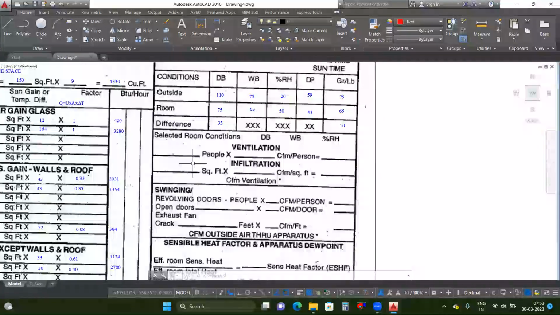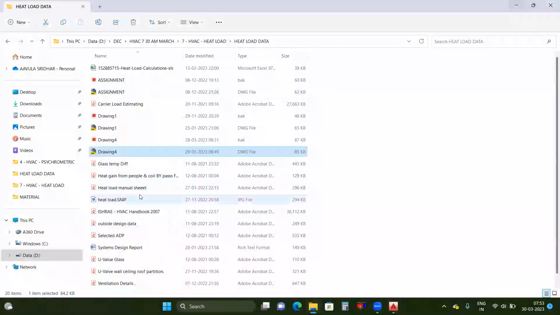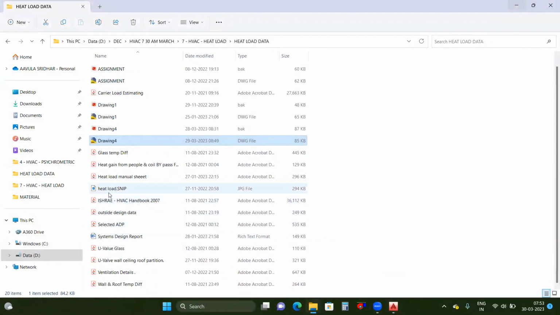Every air conditioning equipment requires some fresh air. If we are not providing fresh air from the atmosphere, the room air will be recirculated there itself, and it will not be healthy for human beings. Okay, so first we will see how to calculate this. For that we have to go to our data book, ventilation. Yes.